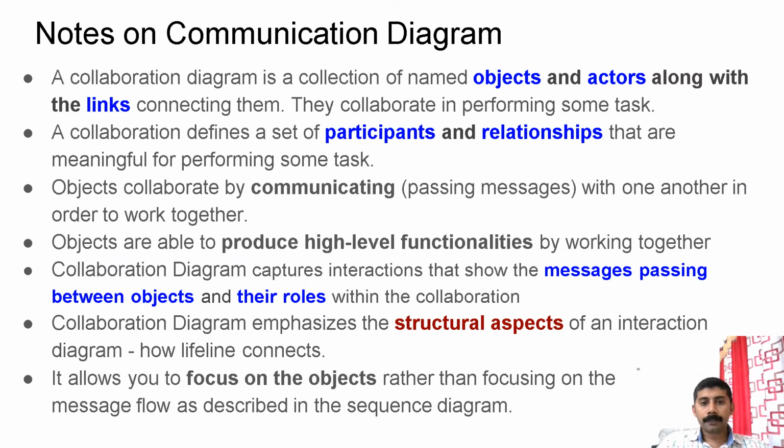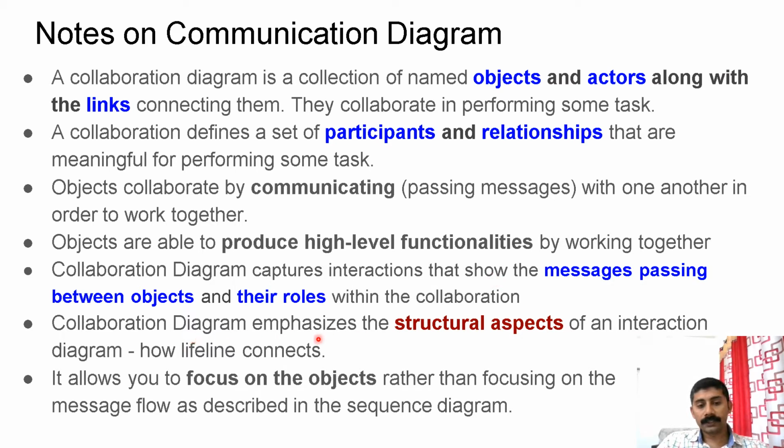A collaboration diagram is a collection of named objects and actors along with the links connecting them. They collaborate in performing some task. A collaboration defines a set of participants and relationships that are meaningful for performing some task. Objects collaborate by communicating with one another in order to work together. Objects are able to produce high-level functionalities by working together. A collaboration diagram captures the interactions that show the message passing between objects and their roles within a collaboration.